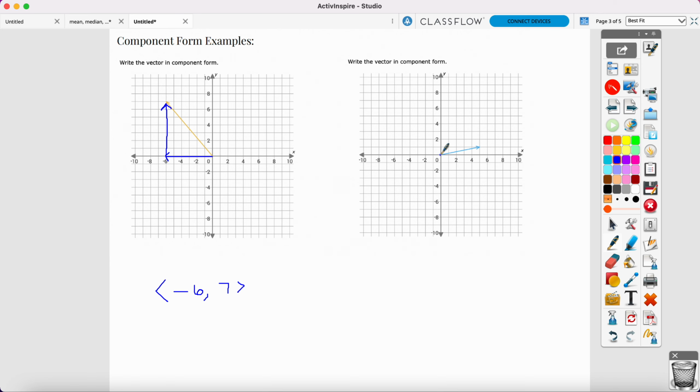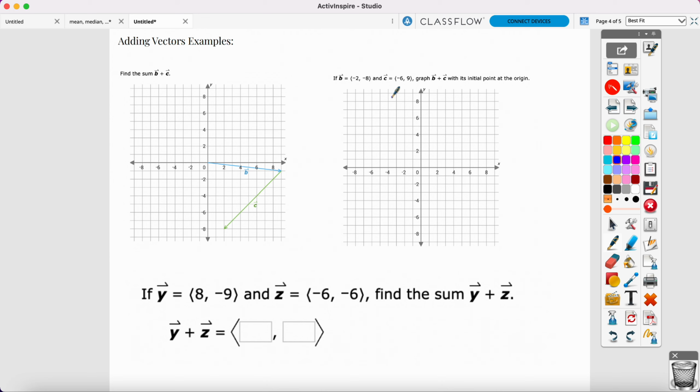Our second example, in our x direction, we go to the right 5. So we need to put 5. And then we just go up 1, so it'll be 5, 1. And that's the component form to describe these vectors.